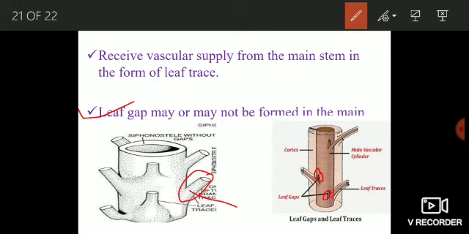These leaf gaps are present in some species and in other species they are absent. You have to remember that the vascular supply given to a leaf from the main stem is known as leaf trace, and the gaps which are left in the vascular cylinder of the stem are known as leaf gaps. For example, here the leaf gaps are present and here the leaf gaps are absent.